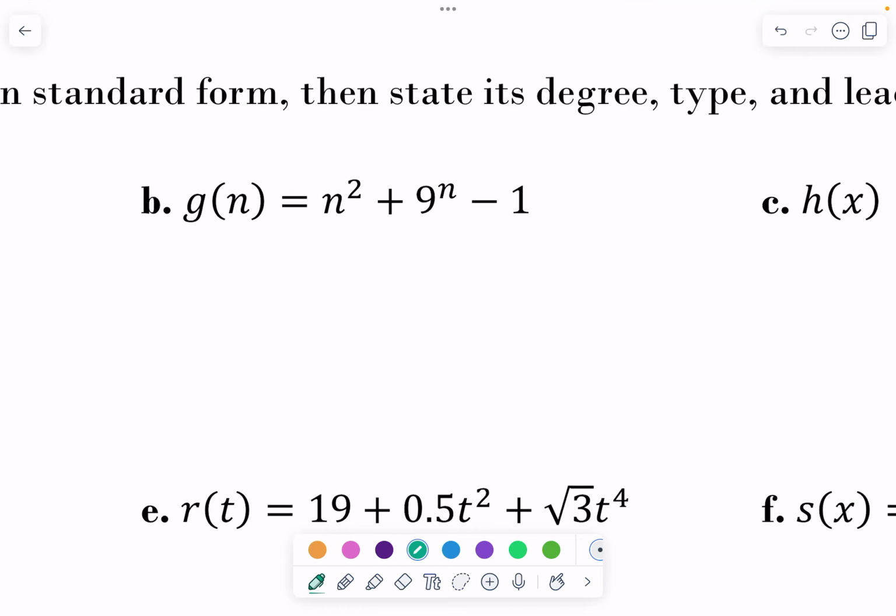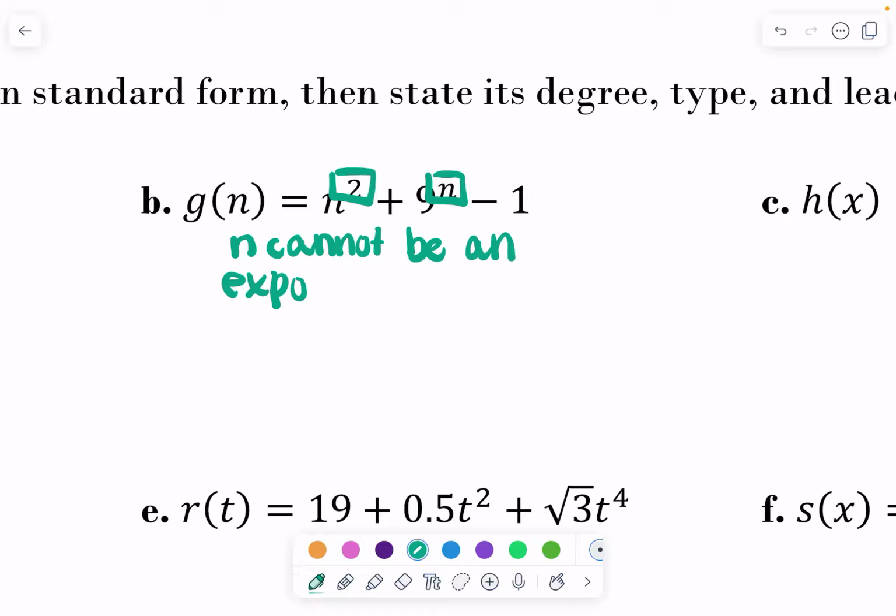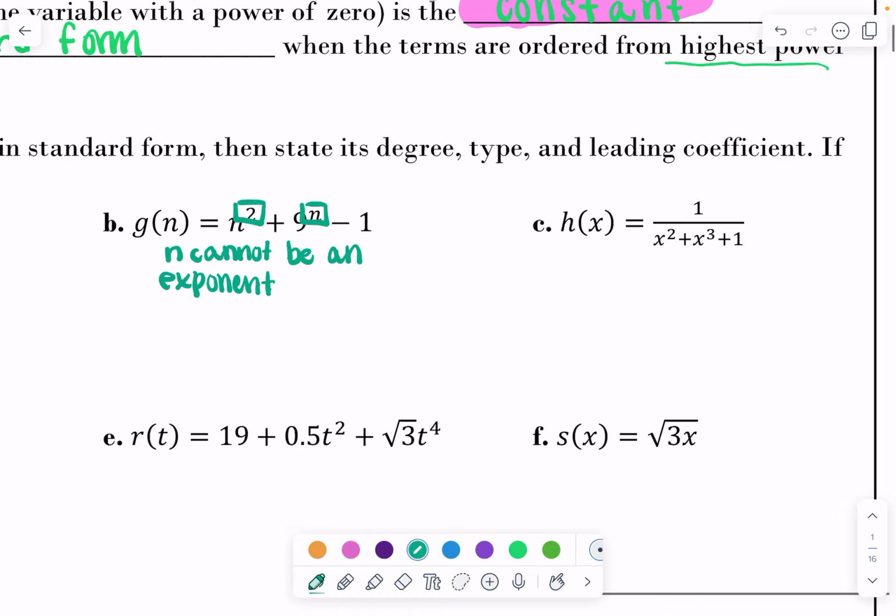This one's a little bit different, so I'm going to box in the exponents. If I look at both of these exponents, notice one of them is a variable. That should automatically tell you that this is not going to be a name of a polynomial. It's not a polynomial because n cannot be an exponent. So anytime you have a variable in your exponent, you can't, because if you went to solve for that variable, a number higher than the value of n to the power of 2 could possibly be that value of n, so it can't be a polynomial.